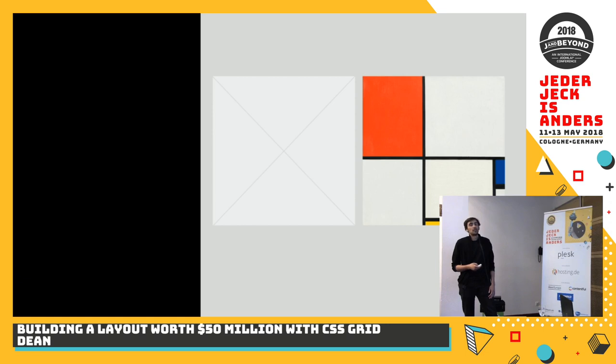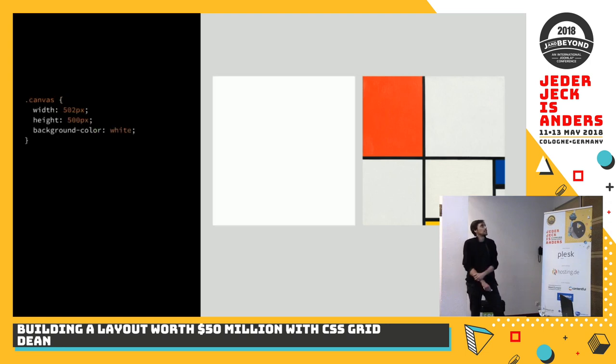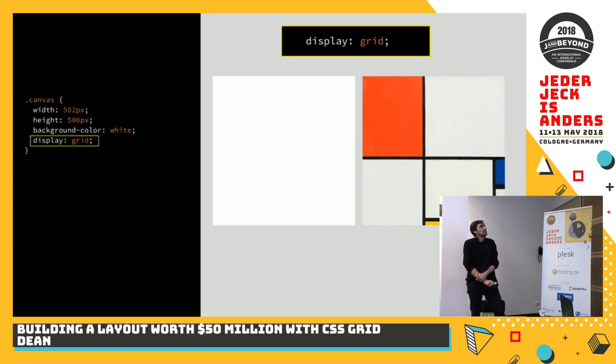Before we paint, we need our canvas, so I hope you guys see it. We're going to create a normal div with a class of canvas and style it in CSS. I'm using the same width and height to keep the same proportions as the original image. And our canvas for now is going to be white. Next, you can follow here the new properties that I'm going to use.